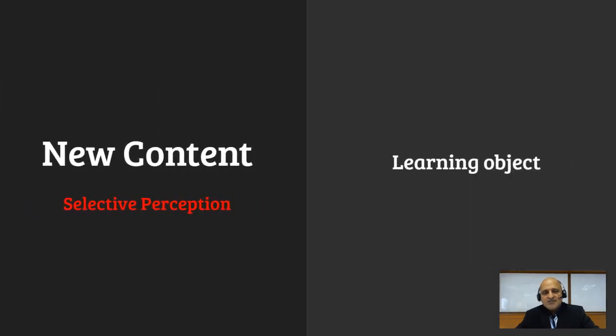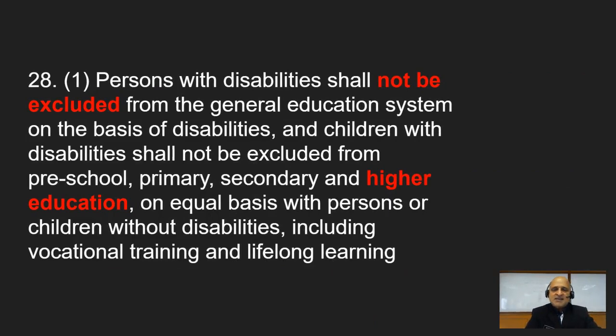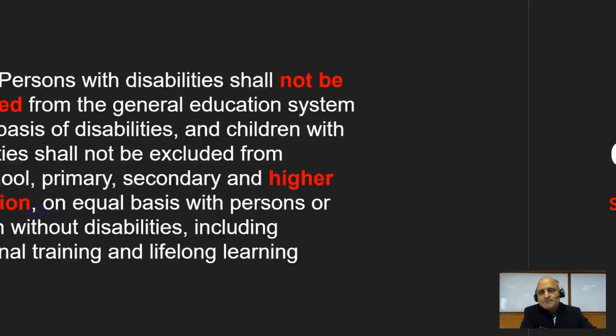Subsequent to orientation, we introduce the content, which is in the form of the learning object. So in this case, we are focusing on the Disabilities Act. So we basically reference specific sections of the Act and address specific items or articles in the Act. So we are looking in terms of education. So we focus on exclusion from higher education and then how we can address inclusivity.